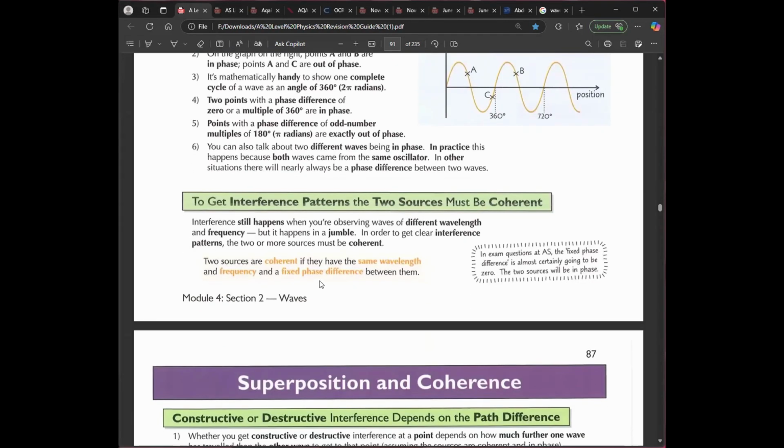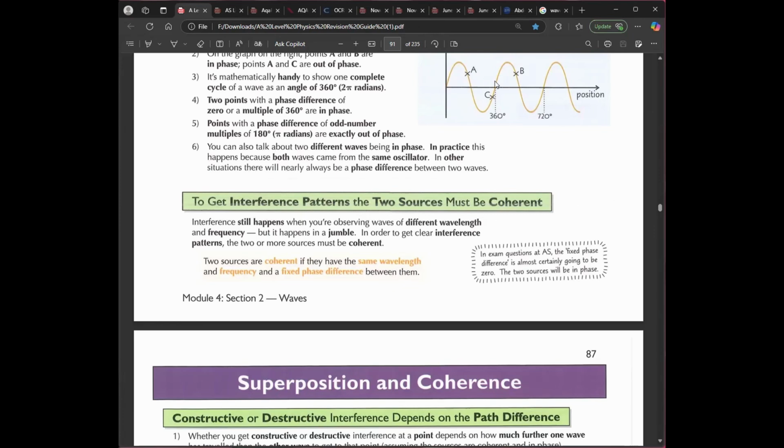Now, the other thing we have about waves is whether they are coherent or not. Two sources are coherent if they have the same wavelength and frequency and a fixed phase difference. They would have a fixed phase difference anyway if they have the same wavelength and frequency. So the two waves are said to be coherent if basically they are identical.